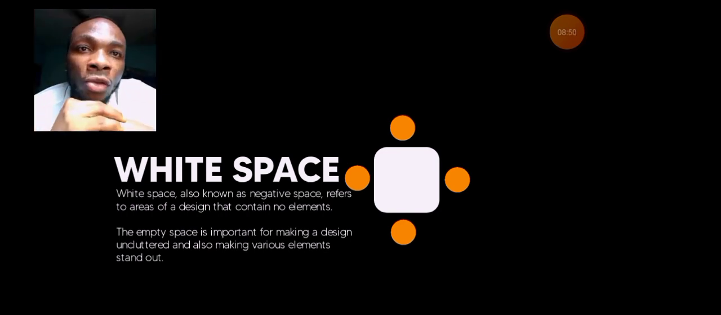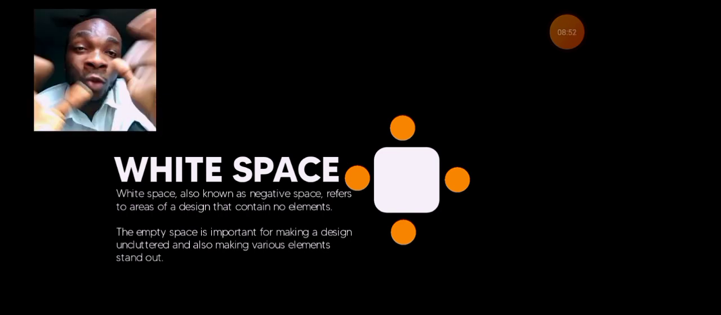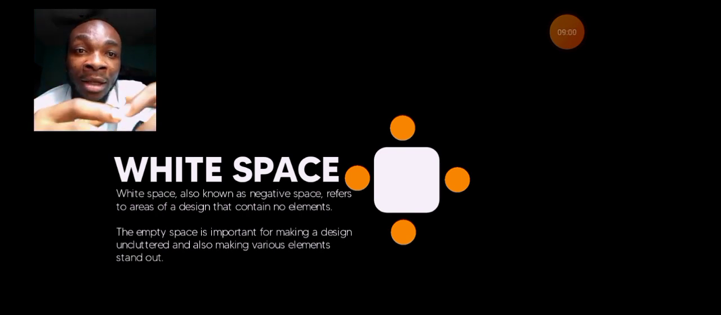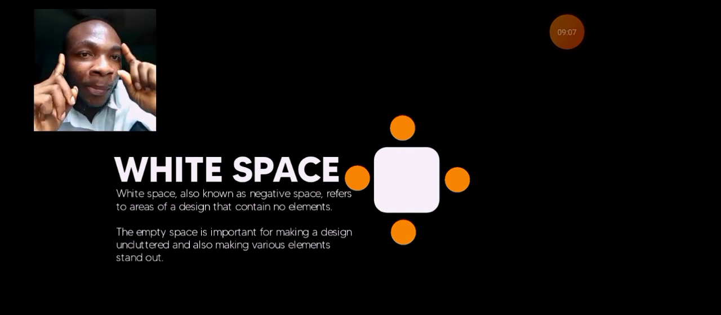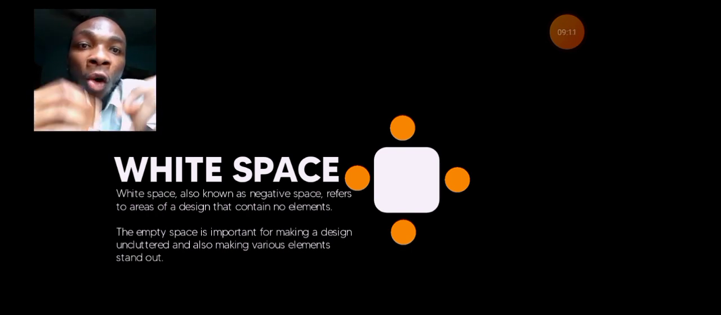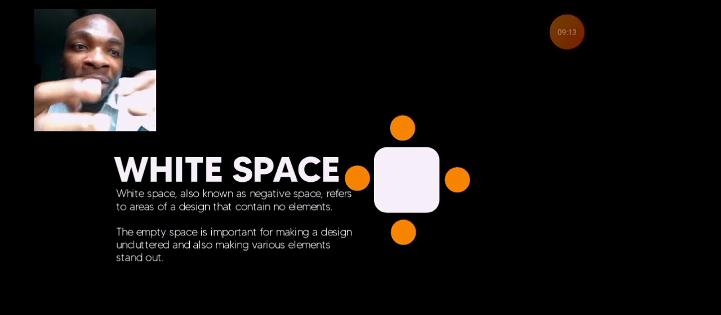The next principle I'm talking about is white space. Now you'll be wondering what white space is and how it's important. White space, also known as negative space, refers to areas of a design that contain no elements. You understand? This empty space is important for making a design uncluttered and also making various elements stand out.